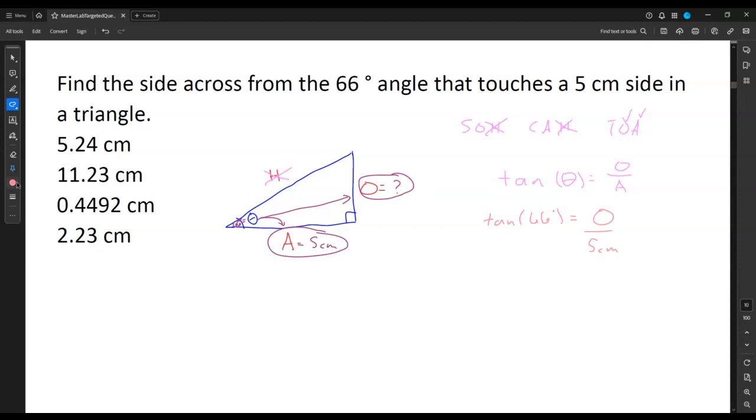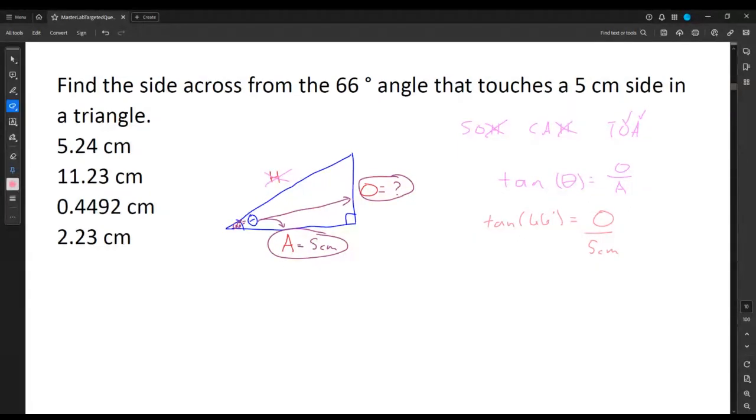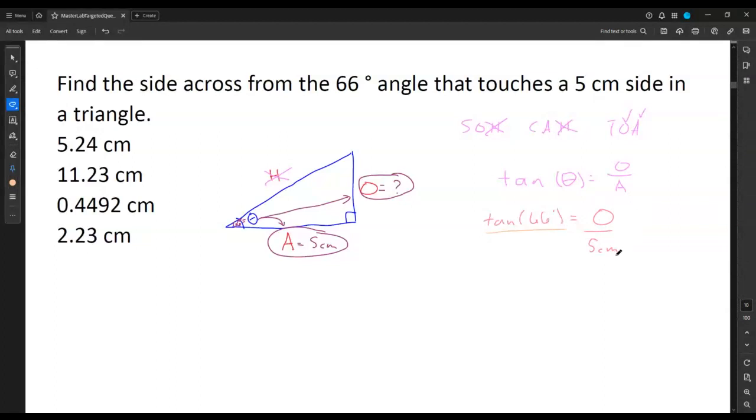Okay, so we want to make sure we pay careful attention here. We've got an ugly fraction. We can't do O divided by 5. So if we stick this over 1, we make it look like a proportion. We can use proportion rules to help us. Nice thing about the placement of the variable this time, it's on top. So if we were to cross multiply, 1 times O is just O. And in the other direction, 5 centimeters times tangent of 66.